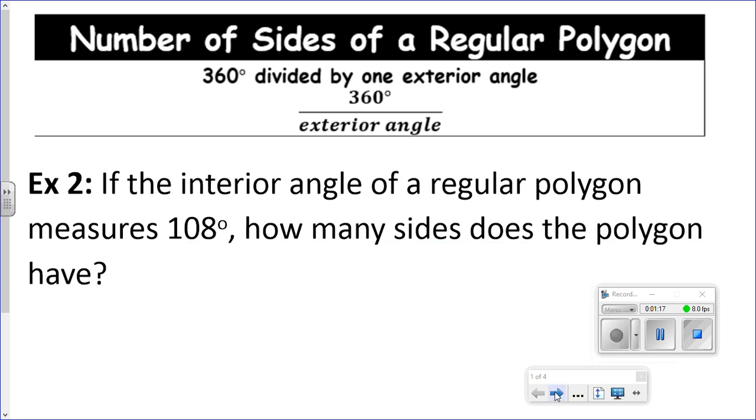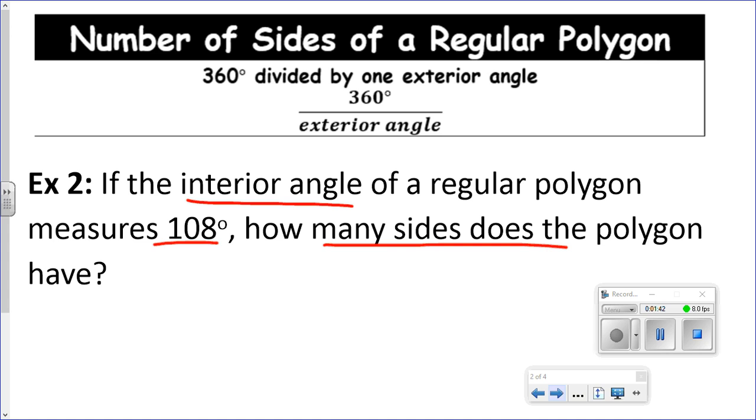All right, let's look at example 2. It says if the interior angle of a regular polygon measures 108 degrees, how many sides does this polygon have? Now you have to be careful here because this one's a little different from example 1, because example 1 gave you an exterior angle. This one is actually giving you an interior angle. So what do we have to do? We have to find the exterior angle first.